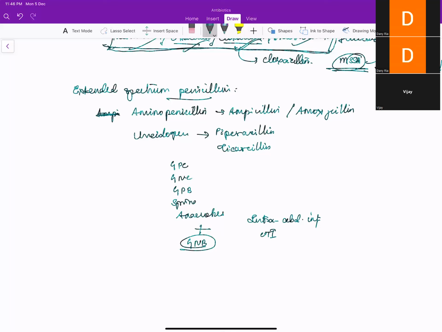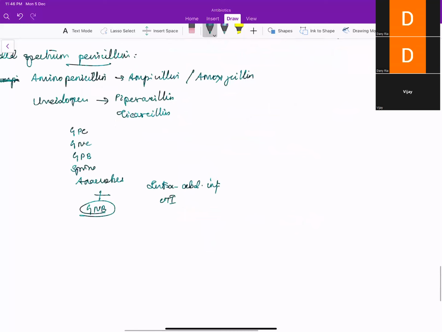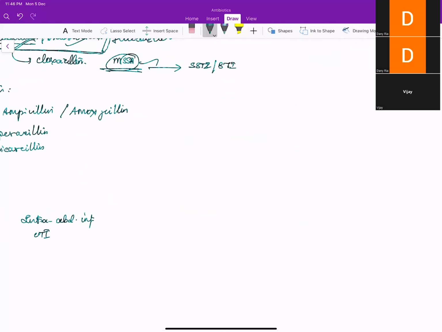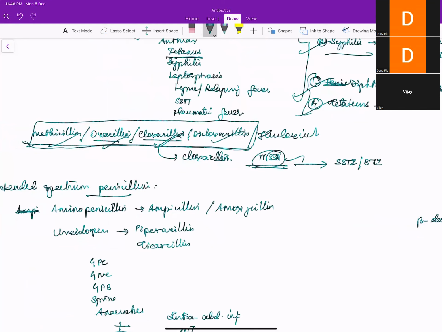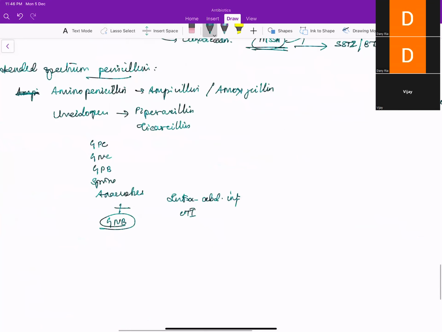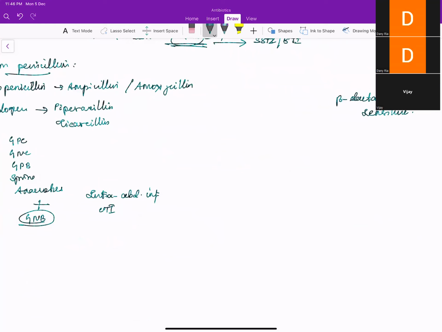Got it. So apart from the routine things, it covers gram-negative bacilli like E. coli, H. influenzae, Salmonella, Proteus, Shigella, etc. That's all. Now, there's a problem. Even though it covers gram-negative bacilli, most of these are beta-lactamase sensitive, similar to penicillin. So to overcome penicillinase resistance in Staphylococcus aureus, we created another group called the methicillin group. But ampicillin, amoxicillin, piperacillin, and ticarcillin, they are very good antibiotics, but they are highly sensitive to beta-lactamase.